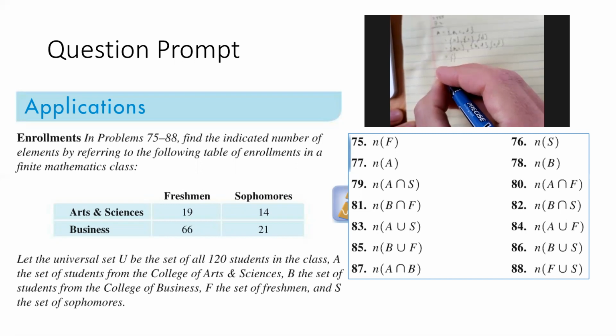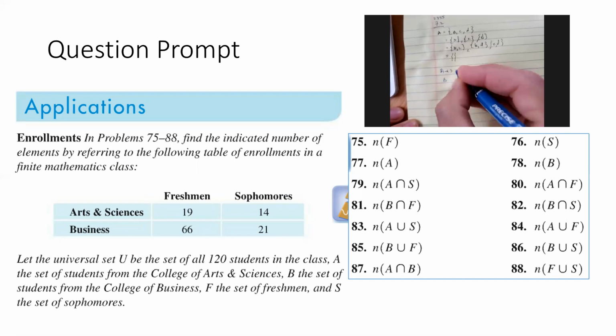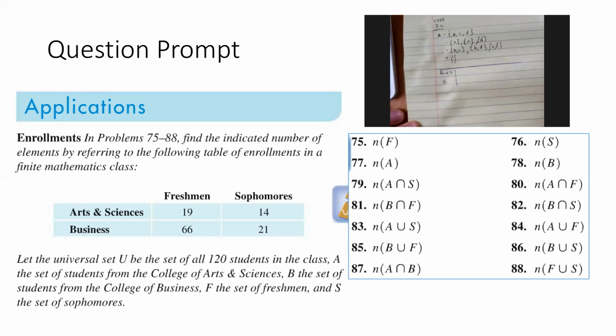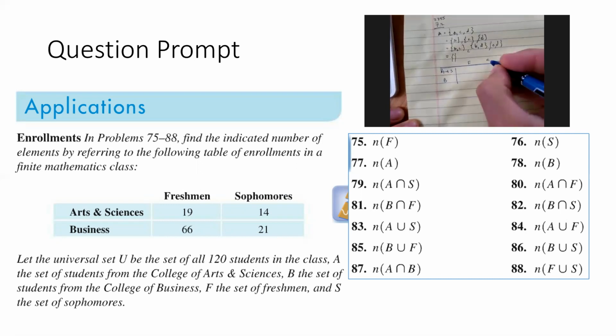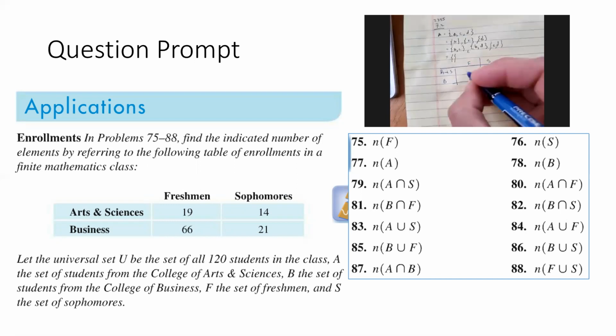So in this case, I'm going to rewrite that table out. So I have arts and sciences, and I have business, and I have freshmen and sophomores, right? And so I have that table drawn. I'm going to draw in all those values. And so I have 19 for freshmen in arts and sciences, 66 in business, and 14 sophomores in arts and sciences, and 21 in business.